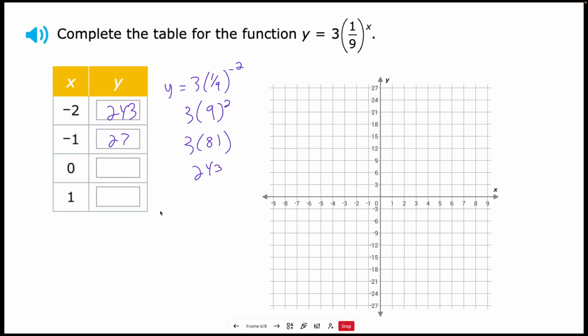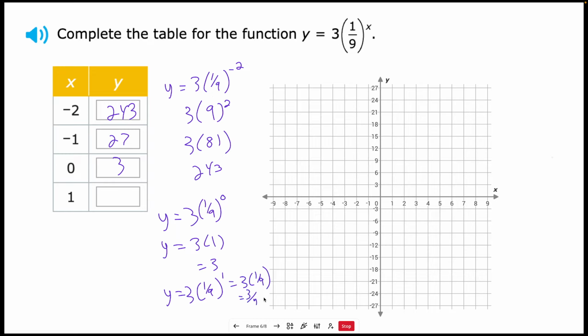0. Let's look at the 0 real quick because something interesting happens here. This becomes like this. So it becomes y equals 3 times 1, which is 3. And to the first power is going to be like this, which equals 3 times 1/9, which equals 3 over 9, which is just 1/3 reduced. And now let's put our points, 0, 3, and let's do -1 and 27. Connect, and done.